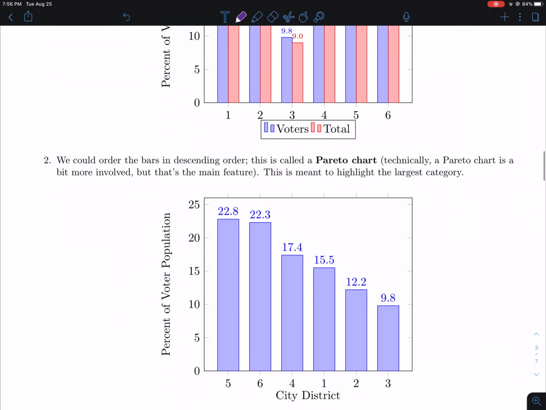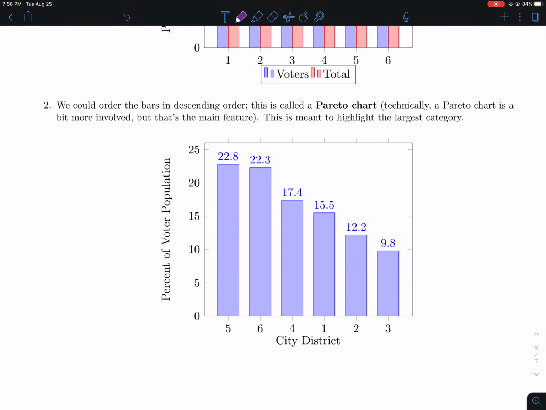So another thing that you can do is order them from lowest to highest. Now again, be careful, because we've ordered them lowest to highest, we couldn't just leave it 1, 2, 3, 4, 5, 6 anymore. We had to move the districts along with it. So if you happen to do this, make sure you change the bottom descriptions as well. What this is called when you order things from lowest to highest is a Pareto chart. There's some other things involved, but that's the main feature of it.